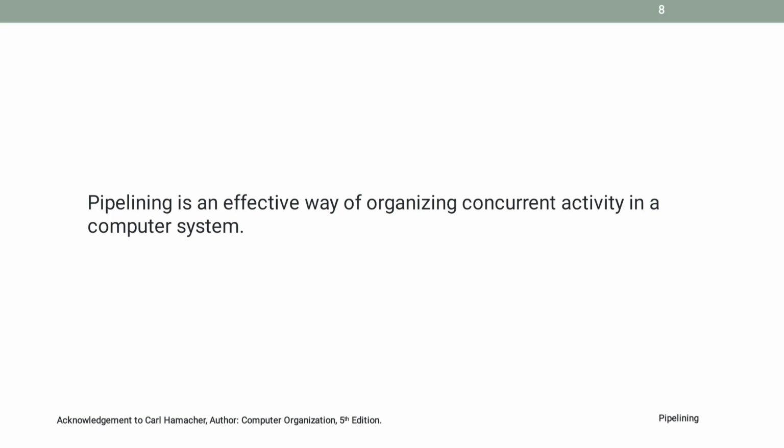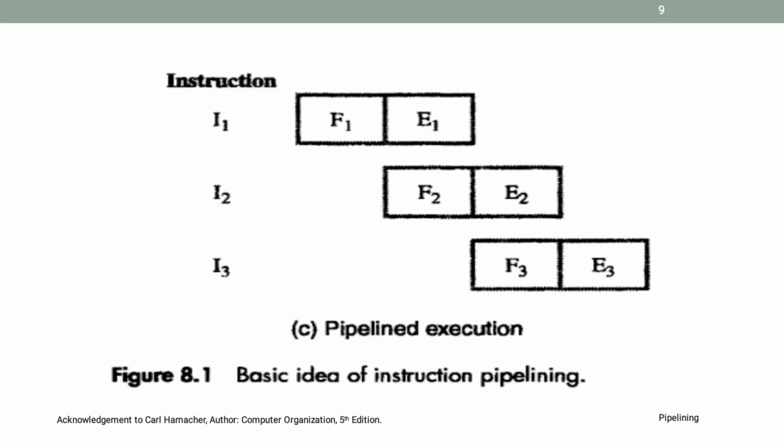So this is what is pipelining. What is pipelining? Pipelining is an effective way of organizing concurrent activity in a computer system. That is, a computer system performing several activities at the same time or simultaneously. Figure 8.1 shows the basic idea of instruction pipelining.